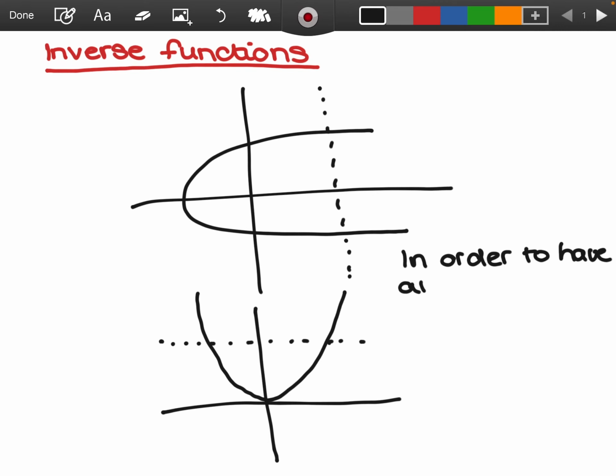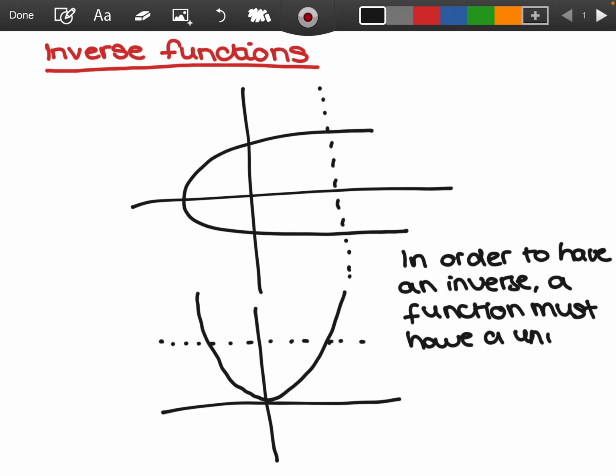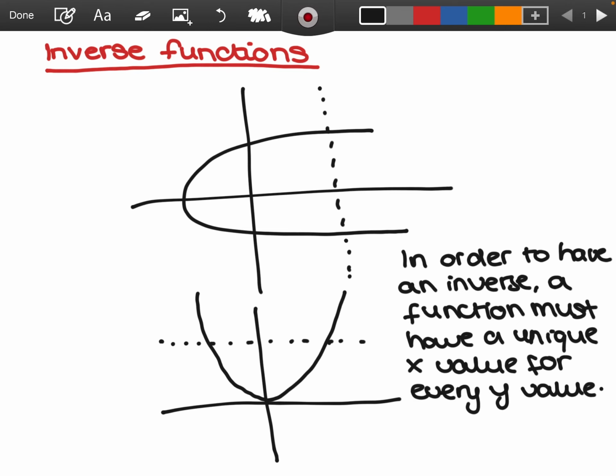In order to have an inverse, a function must have a unique x value for every y value. So the opposite is also true in the case of a function having an inverse.